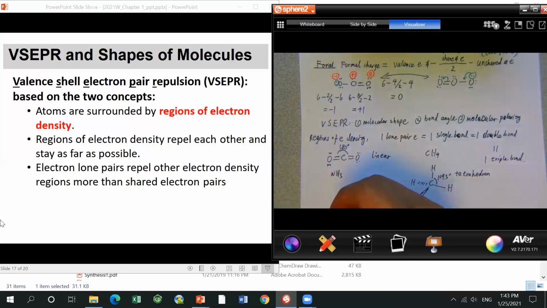Ammonia is a pretty interesting case. There is a lone pair of electrons on the nitrogen, followed by three single bonds.